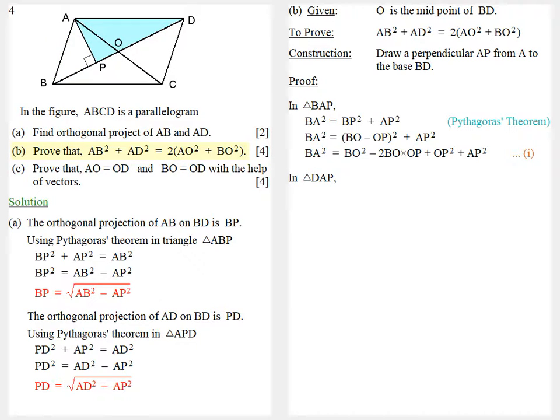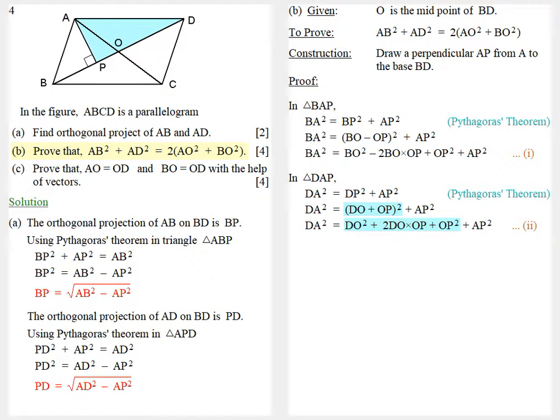Now in triangle DAP, we have DA squared equals DP squared plus AP squared. Again, that's Pythagoras' theorem. But DP can be written as DO plus OP. So DA squared equals, in brackets, DO plus OP all squared plus AP squared. But DO plus OP squared can be expanded to DO squared plus 2DO times OP plus OP squared. And so our equation 2 is DA squared equals DO squared plus 2DO times OP plus OP squared plus AP squared.